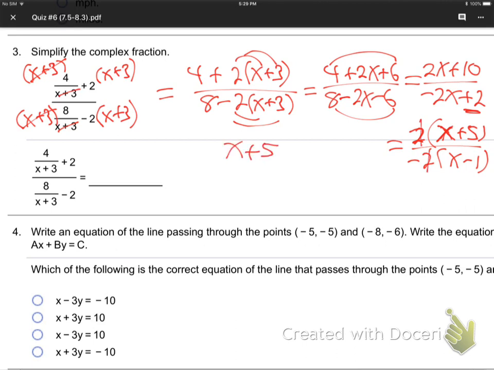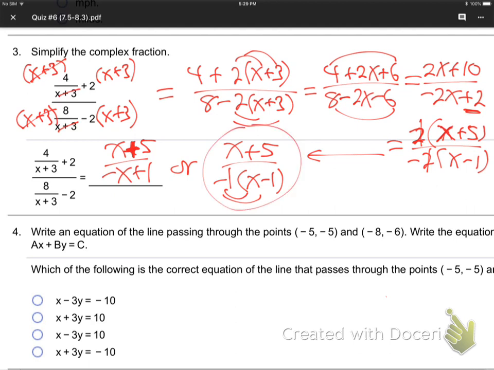So we'd have x plus 5 over negative 1 times x minus 1, because we canceled those 2's. So there we go. Or you could distribute that negative 1 back in if you want. It doesn't matter. Both are right. Minus x plus 1. This or this, both are good answers.